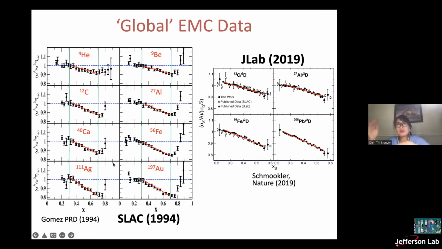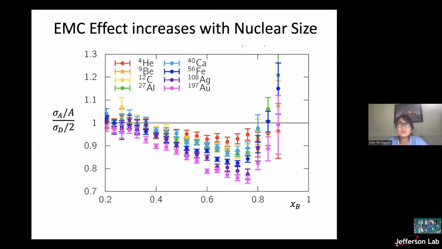Now, we want to study the EMC effect a little bit more, so let's put them all together. This is the SLAC data. If you put all of it together with the different nuclei, you notice the EMC effect is increasing with the nuclear mass. This is a picture from a different view, so you can see it a little bit better.